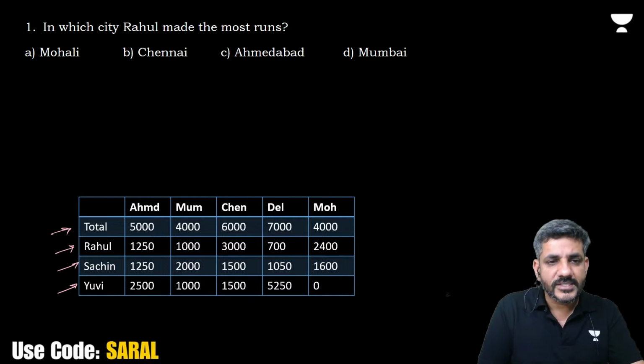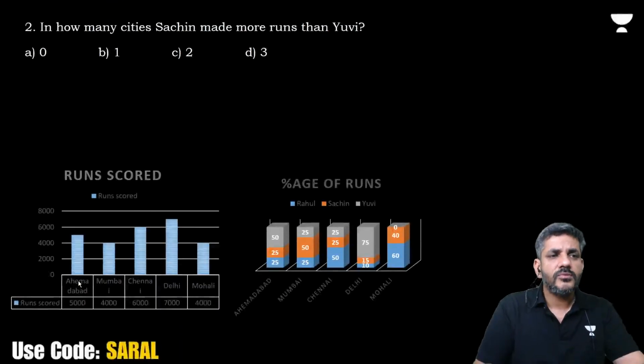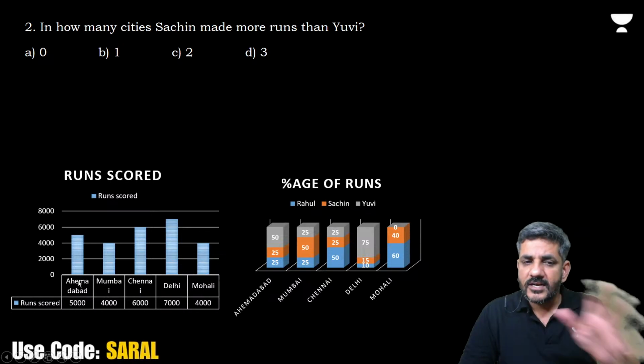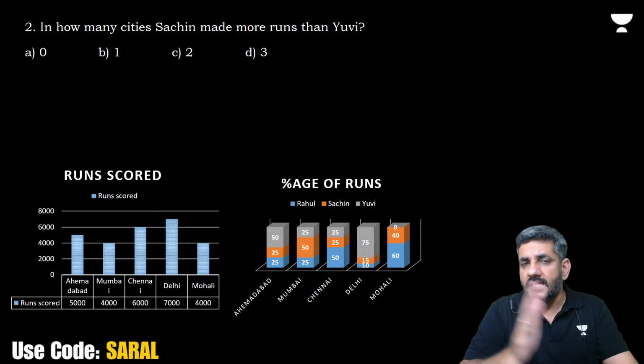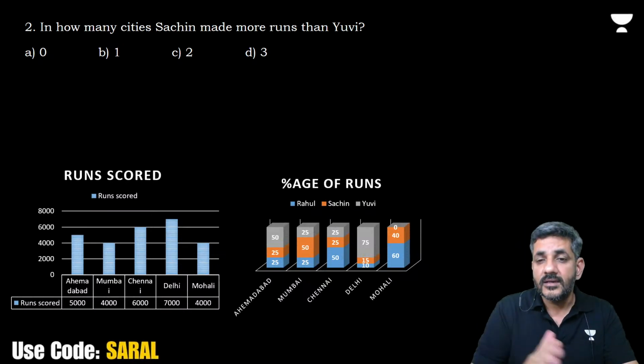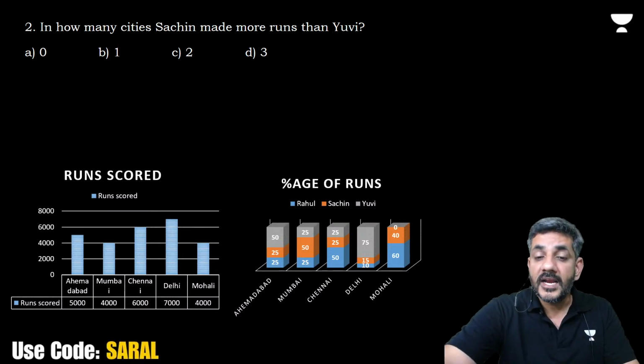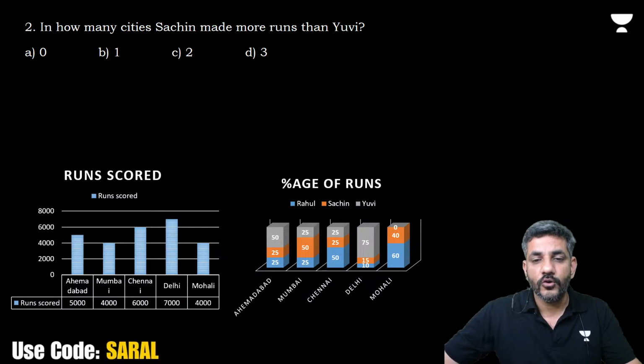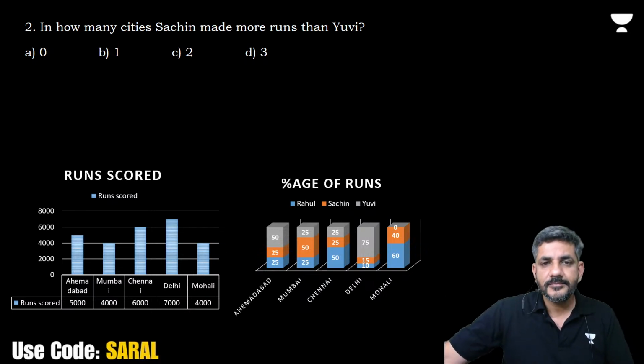So here is question number 2 for all. Question number 2 is: in how many cities did Sachin make more runs than UV? Just try to answer this using the graph and then we'll try using the table and we'll see how much difference that makes. And if there is significant difference, that means it is worth doing, right? In how many cities did Sachin make more runs than UV? Try this and give me the answer.